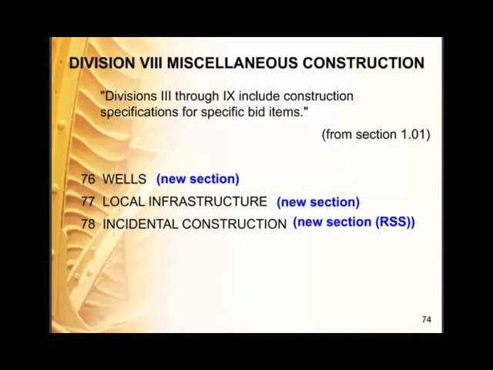Division 8, miscellaneous construction. It now has some new sections. Section 76, wells, so all our well requirements are in this section. Section 77, local infrastructure, it's a new section. This is where we place all the local requirements, maybe for city lighting or local waterway. This would go in local infrastructure. Section 78, incidental construction. It's a new section that we put in through an RSS. I like to think of it as kind of the junk drawer. Maybe that's not quite the right thing to say, but it's where we put things that are not closely associated with other sections.